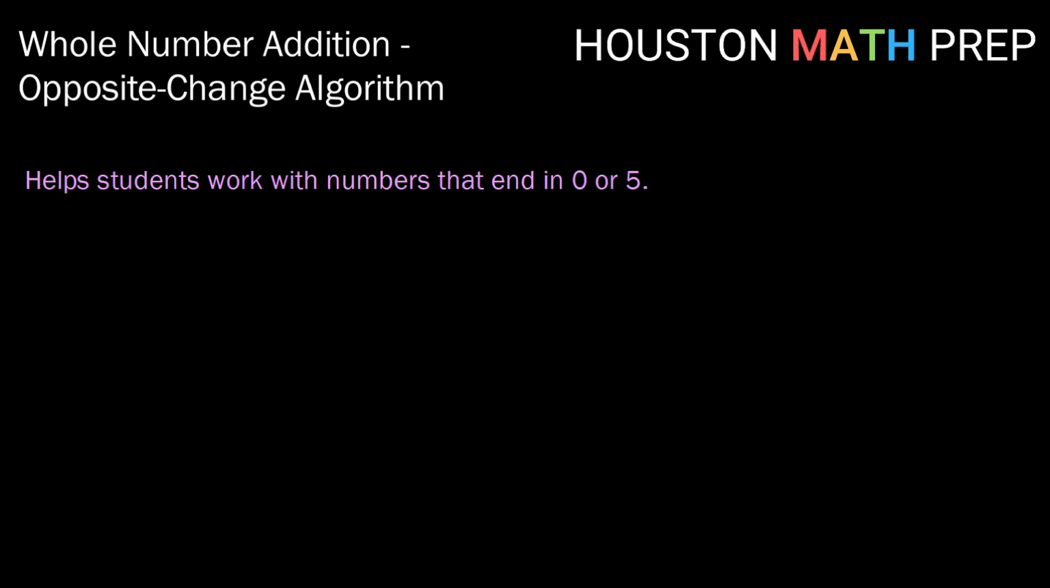In this video, we're going to take a look at the opposite change algorithm for whole number addition. Some things to note about this algorithm. One, it may help students that like to work with numbers that end in 0 or 5. Oftentimes, we're going to be looking at taking the numbers and trying to make them multiples of 10 or 100 or 1000, depending on what we're working with.